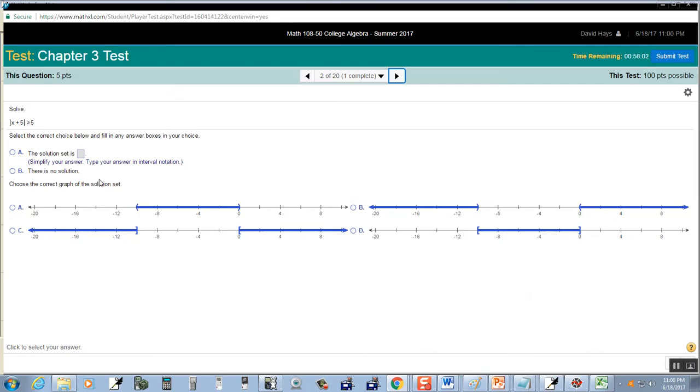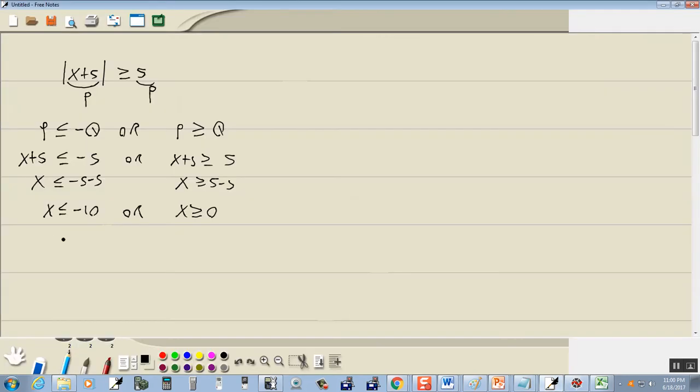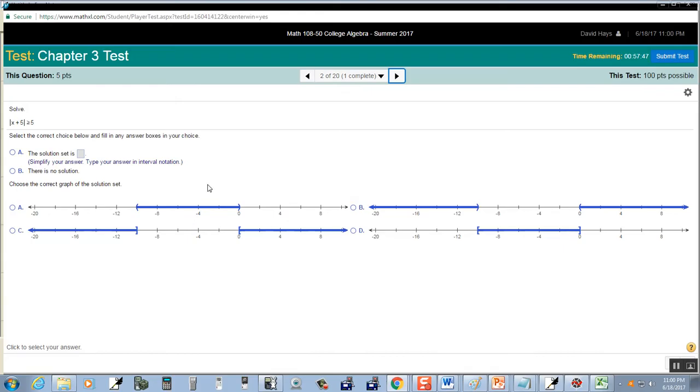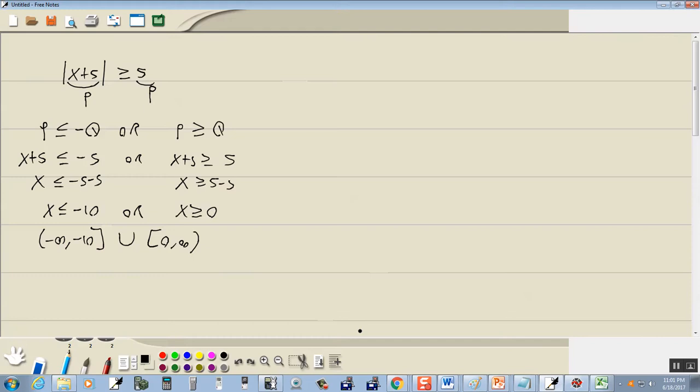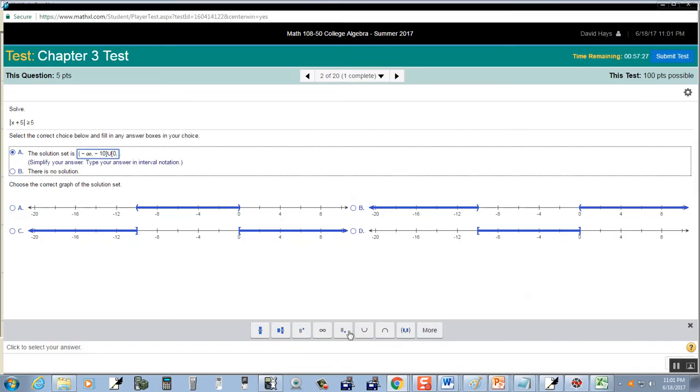And they probably wanted it in interval notation. So this will be negative infinity to negative 10, bracket on that, union for the or, and then from 0 to positive infinity. So come here and put negative infinity, comma, negative 10, bracket, union symbol, bracket, 0, comma, positive infinity, and close parentheses. And our graph.